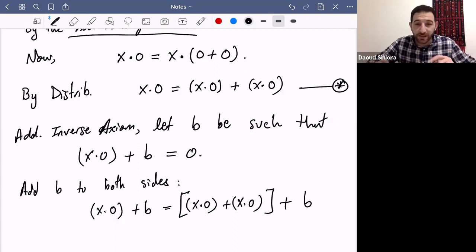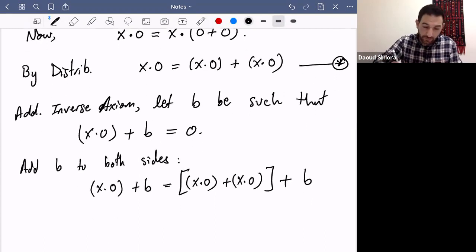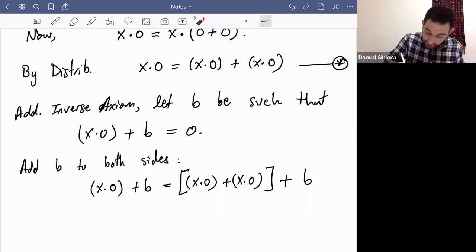Now we can use the additive associativity axiom, which says that when we add three real numbers, it doesn't matter which two we add first. So instead of adding the first two on the right, we can add these two first. So this is by associativity of addition.